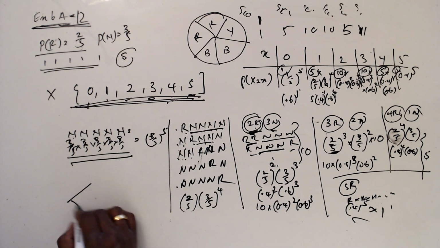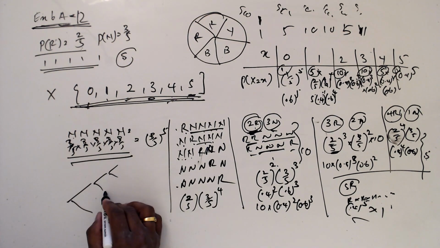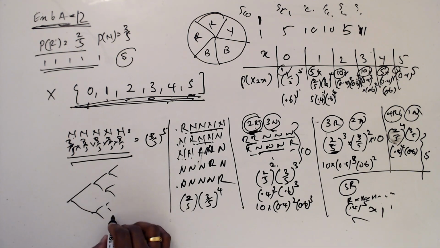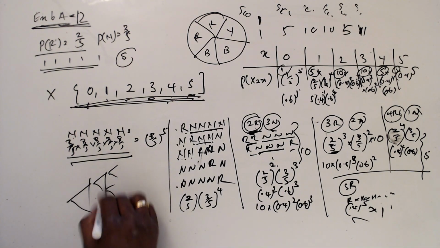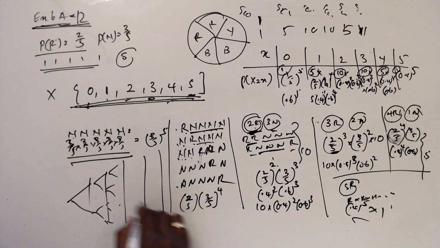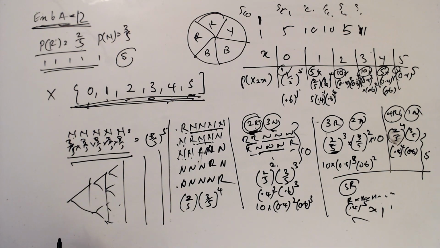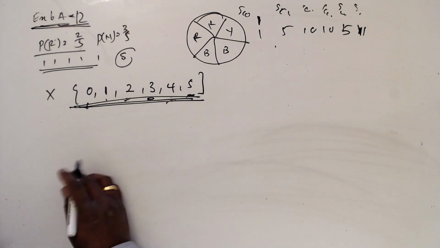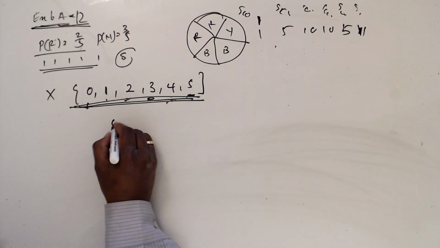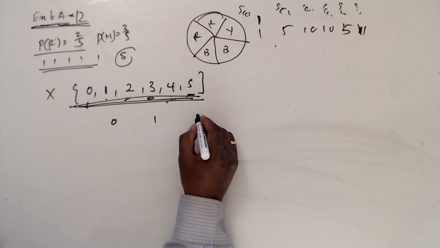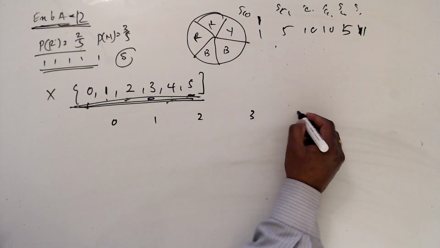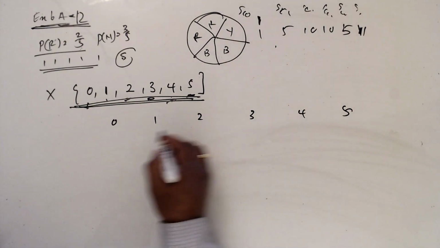Or you have to do that exercise for the tree diagram, 5 times. When you're free, you can enjoy that. So we'll write it again: 0, 1, 2, 3, 4, 5.